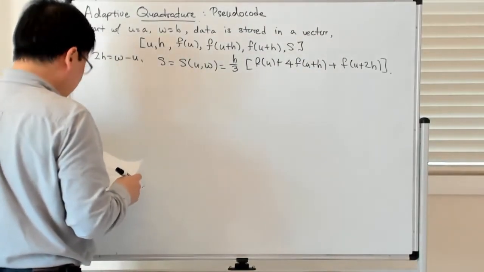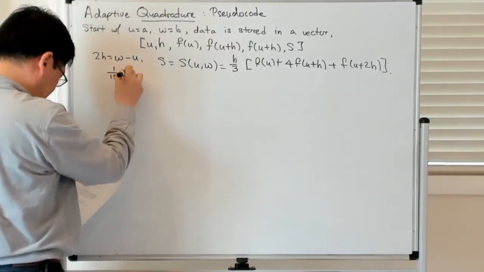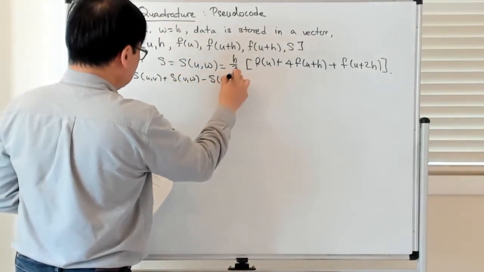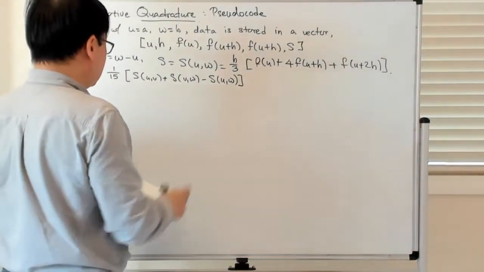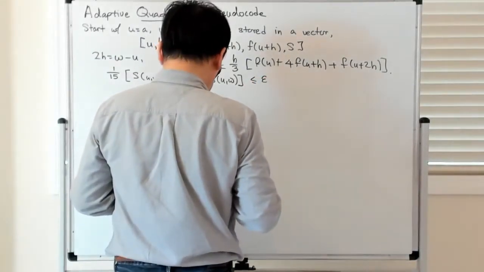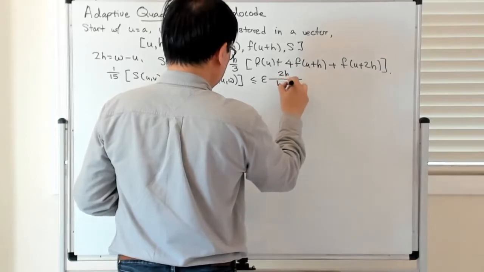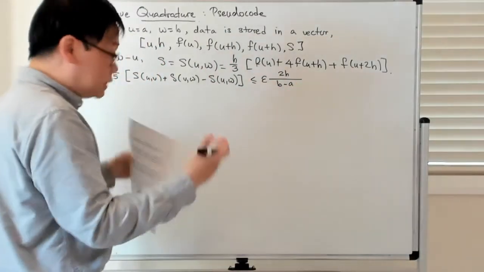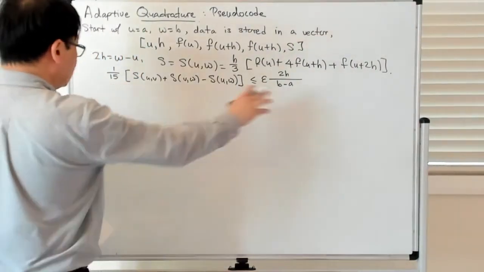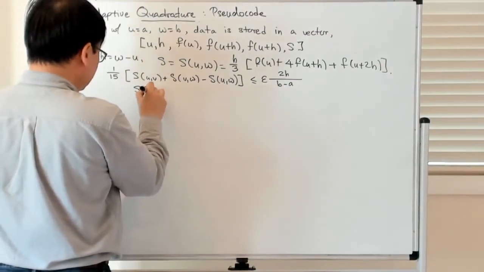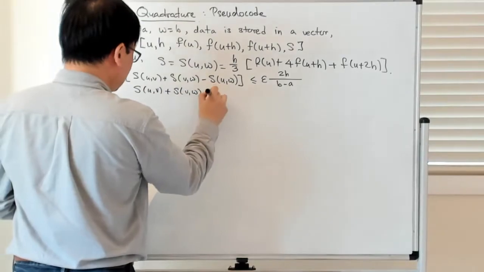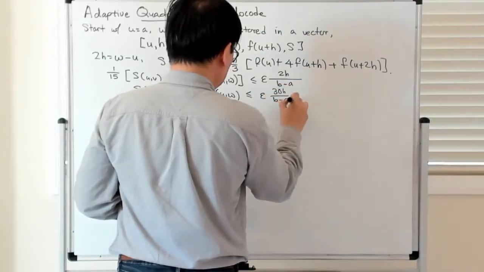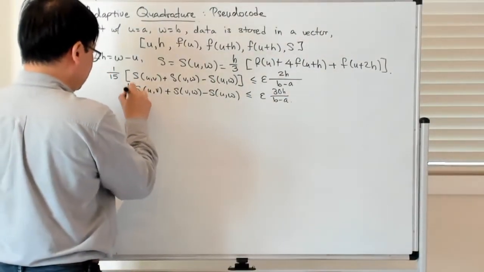All right, so then we have a condition. If you recall, there was this computable approximation to the error, which was 1 over 15 times S of uv plus S of vw minus S of uw. You wanted that error to be bounded from above by epsilon times the interval length, 2h, over b minus a. So it's the appropriately equipartitioned error, where the partitioning is by the length of the interval relative to the total length. I can multiply this throughout by 15, so the condition is that the absolute value of S of uv plus S of vw minus S of uw is less than or equal to epsilon times 30h over b minus a.